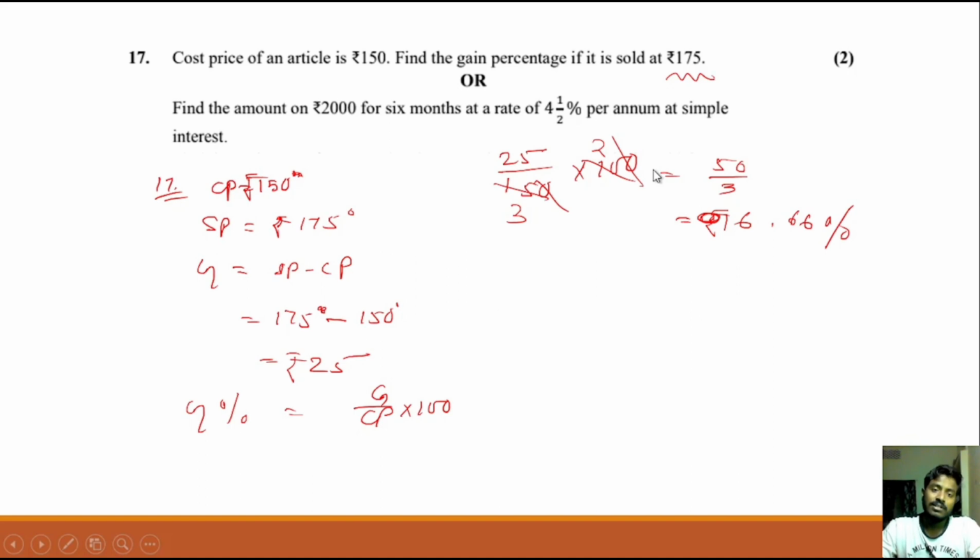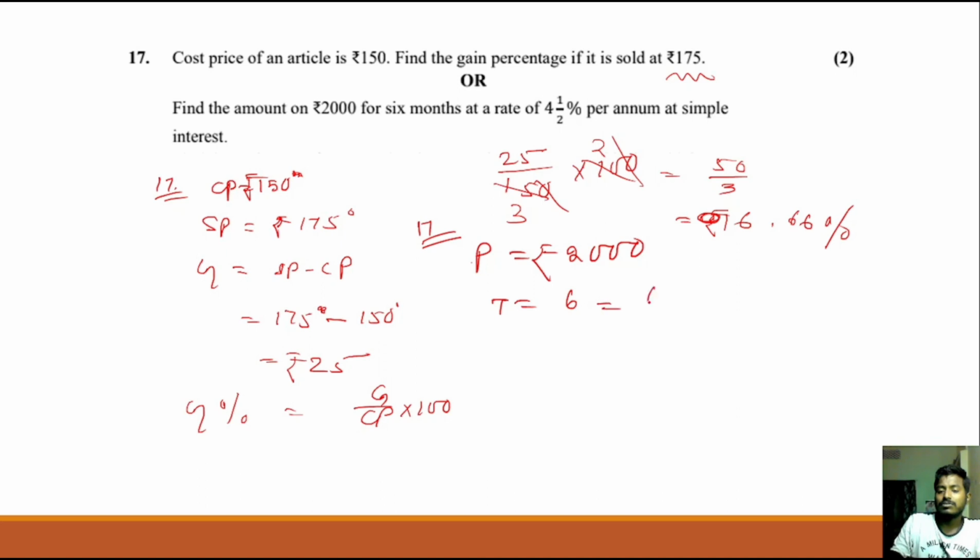Next question: find the amount. P is the given principal, so principal equals 2000 rupees. Then time equals 6 months, which is 6 by 12 year, equal to 1 by 2 year. R is given as 4 and a half percent, that is 9 by 2 percent.